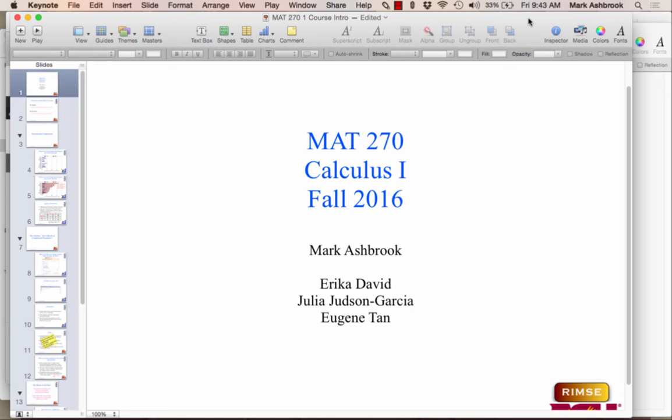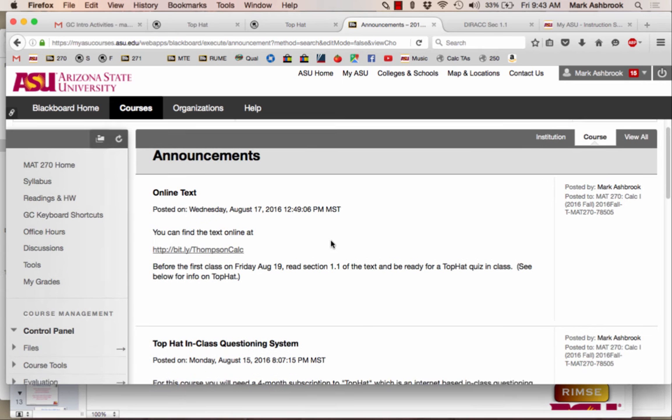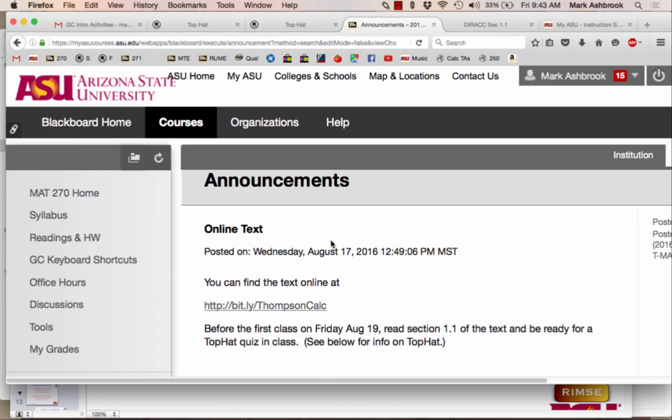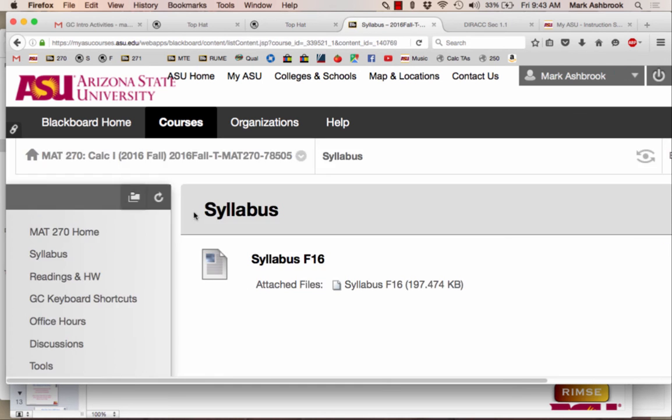Okay, so the home base for this course is Blackboard. You should have already found that. Let's take a look. Here's Blackboard, and this is our home base for the course. Announcements, syllabus, readings and homework, and other very important information. So this is kind of outside of class. This is where our central location is. Let's take a look at the syllabus. So that is now posted and available.